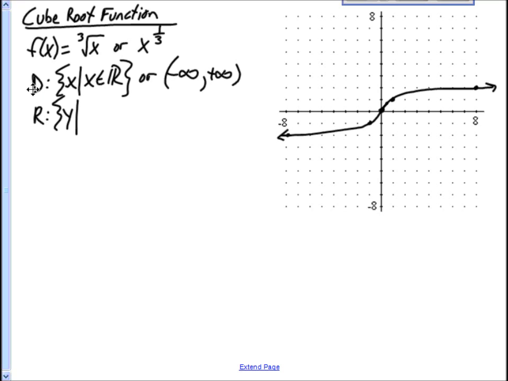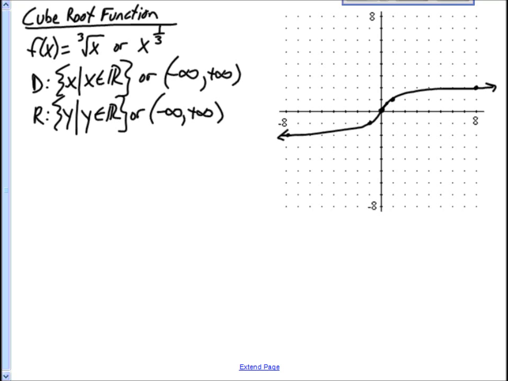And if I'm looking to the right, you see how this thing keeps rising, rising, rising a little bit. Not as pronounced as some functions, but it keeps rising. So you're going to go as far down as you want, as far up as you want. So the range is an element of the reals, or again, negative infinity to positive infinity. So there's your domain and range on that.